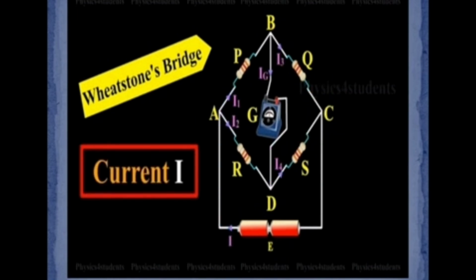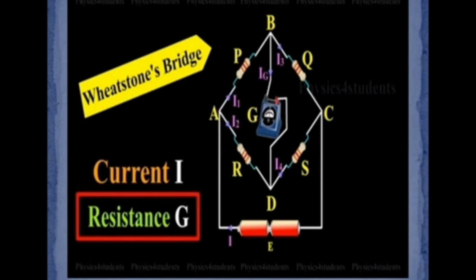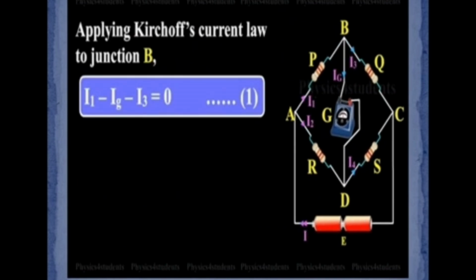So the total current is I, but the current flowing through the resistances P, Q, R, S is I1, I2, I3 and I4, the four currents, and Ig is the current flowing through the galvanometer. The galvanometer resistance is taken as capital G. So applying the Kirchhoff first law.